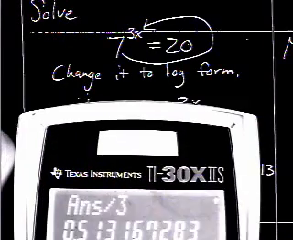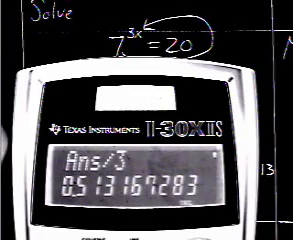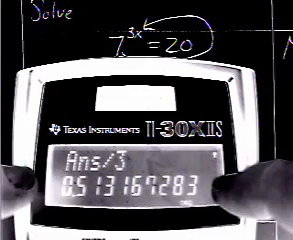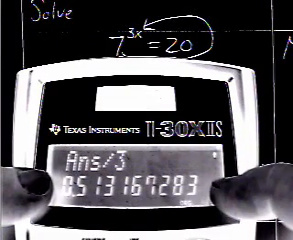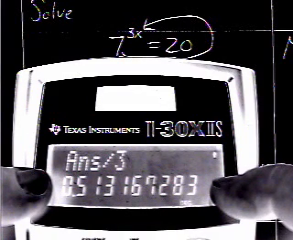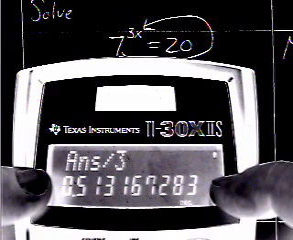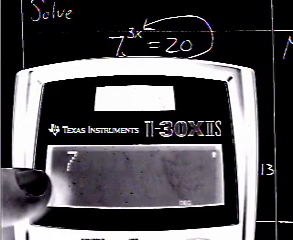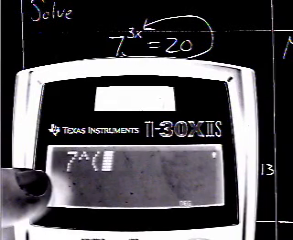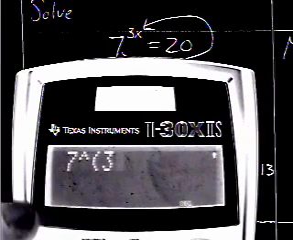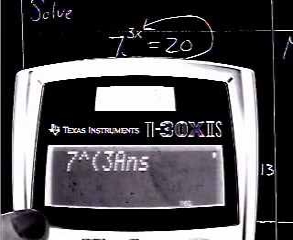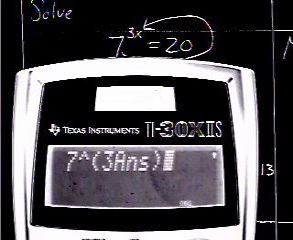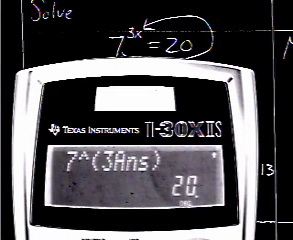Now, I have the ugly looking number in my calculator, right there. Right now, this number is stored in my calculator as the last answer. I'm going to check it to make sure that it's right. 7 to the parenthesis 3 times answer. Answer button is above the negative sign, so look for that and use it. Now this should be 20 if I've done everything right, and it is, so I know I did it right.